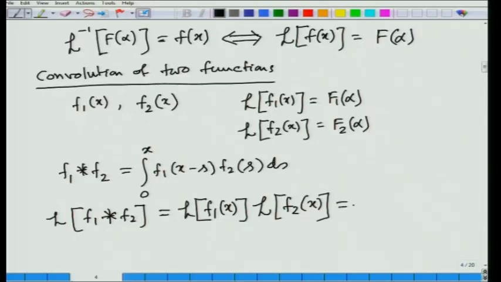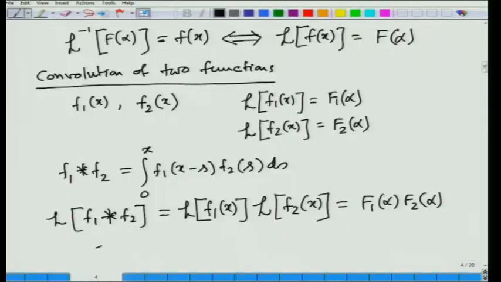So, that means this is going to be F1(alpha) multiplied by F2(alpha), and the most important part is that if we have a function of alpha which can be expressed as a product of two functions of alpha, like F1(alpha) and F2(alpha), such that from the table we know the functions for which F1(alpha) and F2(alpha) are the Laplace transforms, then the inverse Laplace transform of F1(alpha) F2(alpha) will be the convolution of the two functions f1 and f2.